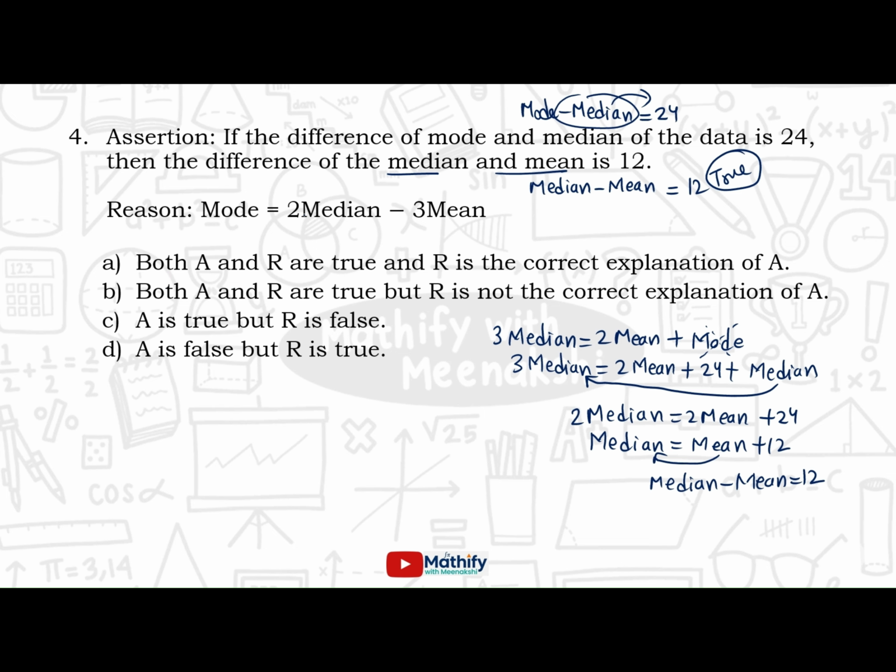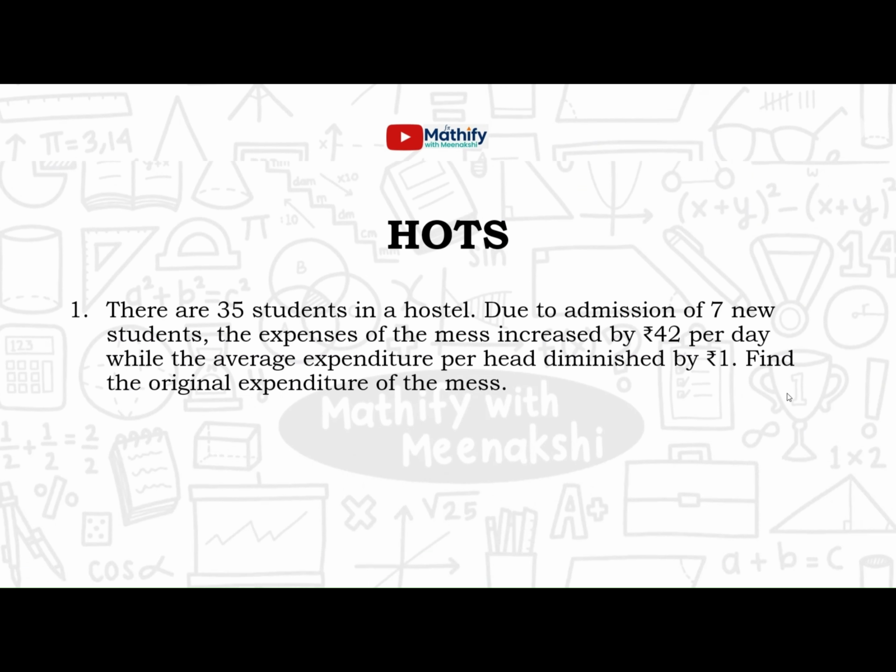The reason is: mode is equal to twice of median minus thrice of mean. The coefficients are even wrong, so no need to check anything. It's false. So the answer is C. A is true and R is false. Now let's move to HOTS.